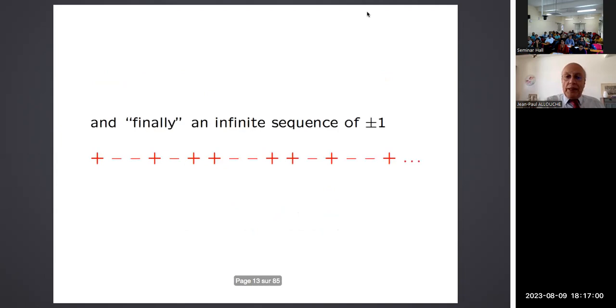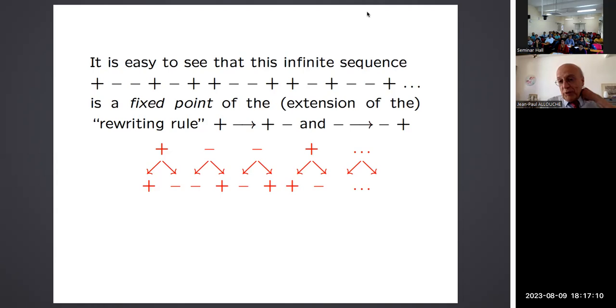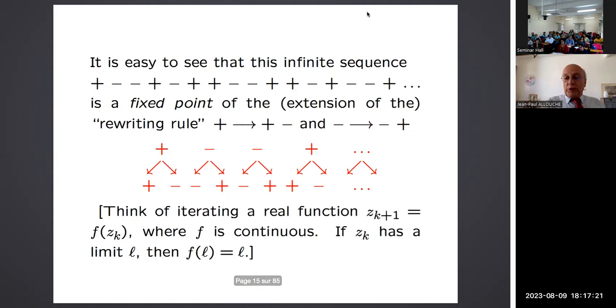Okay, now I have an infinite sequence of plus or minus ones, and I claim that the sequence is again a fixed point of the same rule. Plus gives plus minus, and minus gives minus plus. Okay, what we have done is to iterate, and it's a little bit like for continuous functions. If you define a sequence recursively by z_{k+1} equal f of z_k, where f is continuous, if it happens that z_k has a limit l, then f of l equals l. It's exactly what happens here.